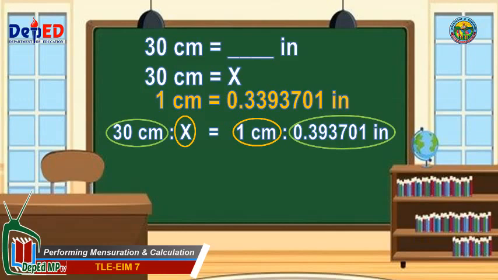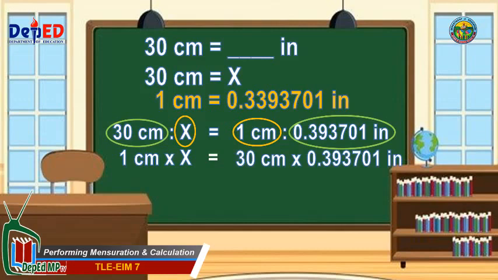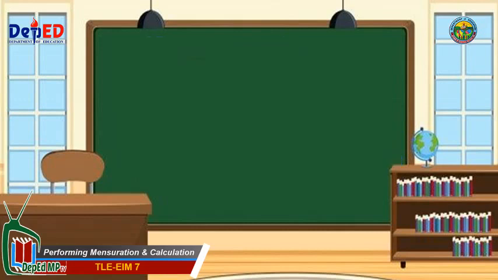How do we do this? We rewrite the equation so that the inner values will be on one side of the equation and the outer values will be on the other side of the equation like this. Now, we multiply both sides of the equation. 1 centimeter times x is equal to 1x centimeter. And 30 centimeters times 0.393701 inch is equal to 11.81103 centimeters inches.